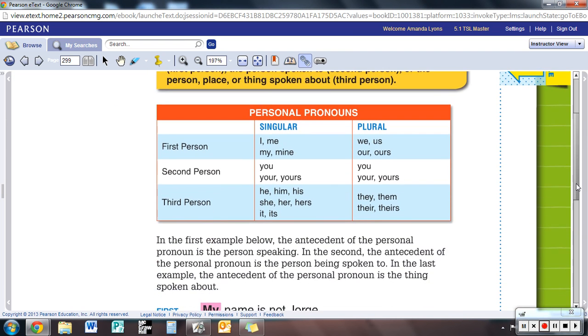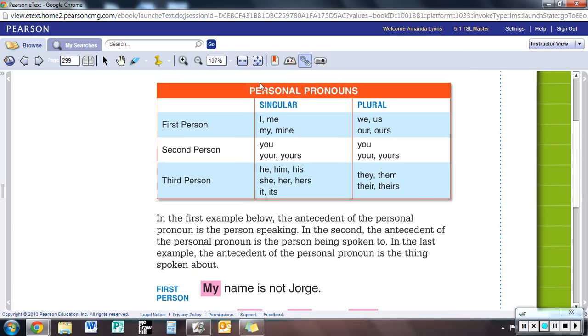Here's a great little table that breaks it down into first, second, and third person, and then the pronouns that we use for whether they're singular or plural. Are we talking about one thing or one person, or more than one? So you see first person, I or me. When you're talking about yourself, you're using I and me, and that's first person point of view. When you're talking about something that belongs to you, you use the words my and mine. If there's more than one of you, you use the words we or us, that's plural, or our or ours.